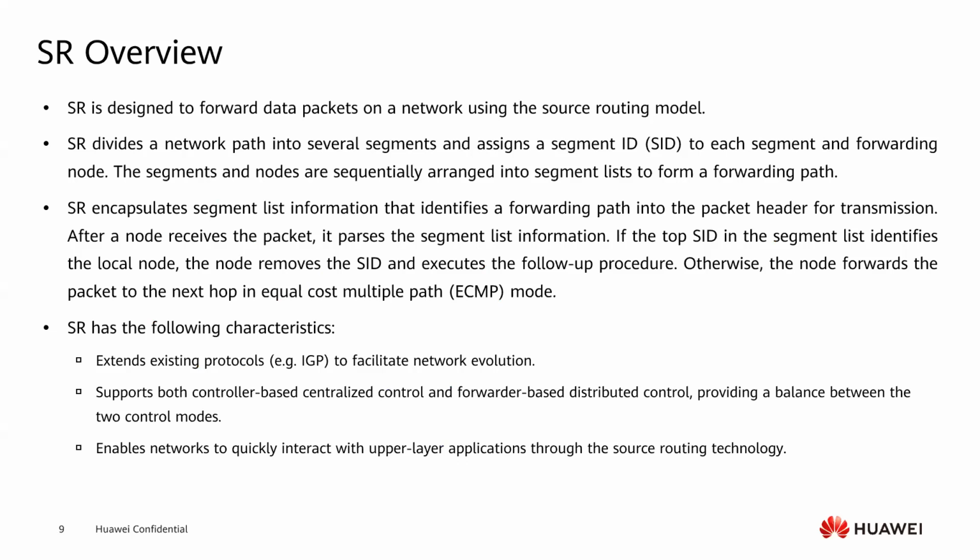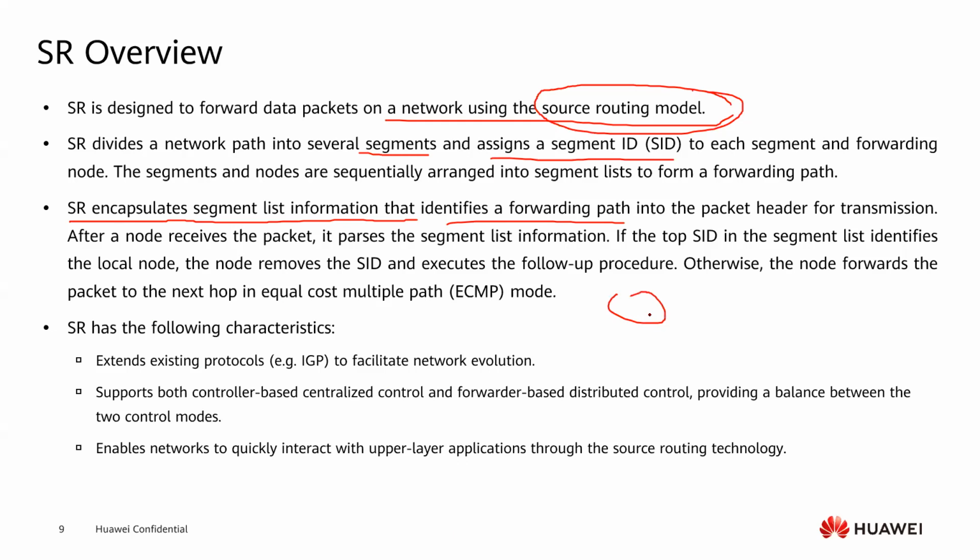Okay. So a little bit of overview of SR. SR is designed to forward data packets on the network using the source routing model. So that is very important. SR divides a network path into several segments and assigns a segment ID. How many segment types there are, we will talk about a little bit later. The forwarding path will be segment by segment. And SR encapsulates a segment list that identifies a forwarding path into the packet header. So at the beginning, the source node already knows the whole forwarding path. And they can also do ECMP, by the way.